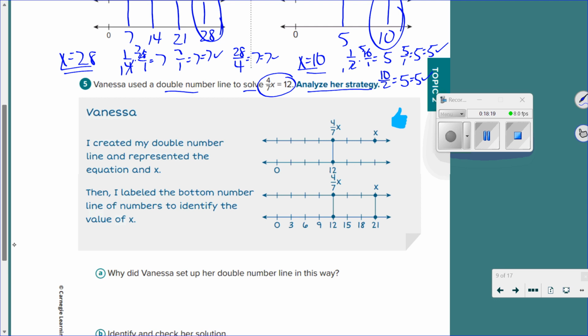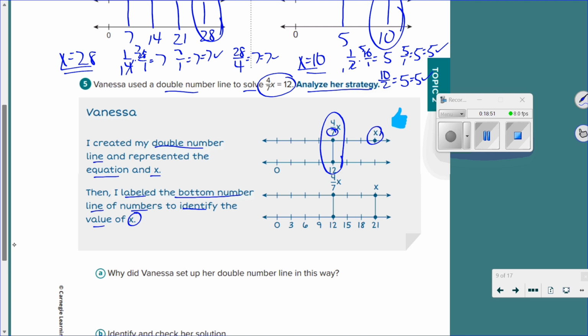So she had her equation, and then she also put x in. I labeled the bottom number line of numbers to identify the value of x. So why do you think she drew so many lines in here? Because she needed 7 lines to get to x, correct? Because she didn't really get to x till 7, 7.